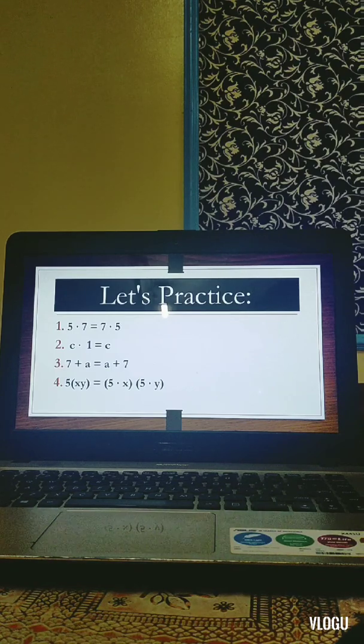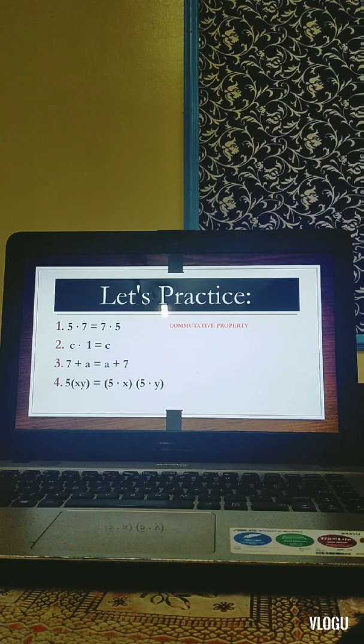Let's start with number 1. What kind of property is this? Yes, it's a commutative property. Because when you say commutative property, it only changes the order, but it does not change the product of each number. 5 times 7 is equal to 35, and the same thing, 7 times 5 is equal to 35. How about number 2?